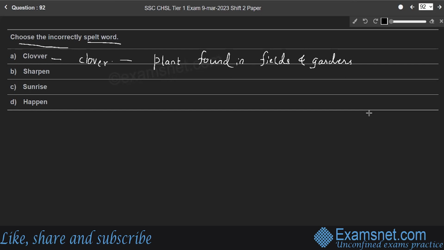Therefore, option A is the incorrectly spelled word, whereas among the remaining options, sharpen is correctly spelled, sunrise is correctly spelled, and happen is also correctly spelled. Therefore, option A.